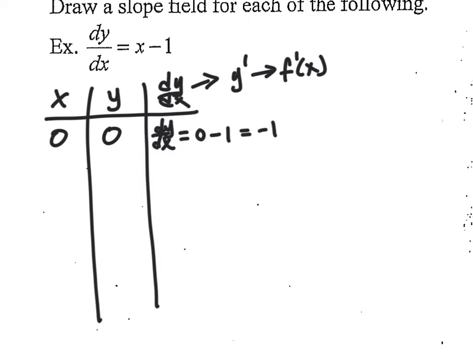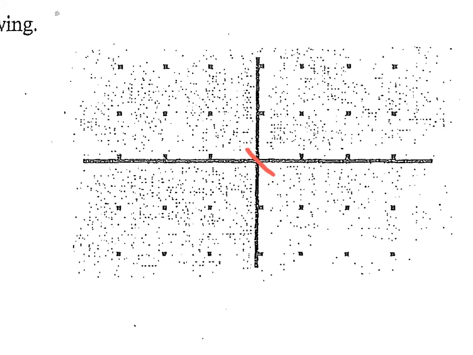Now, I'm going to start choosing some other points. I'm going to choose the point (0, 1). If I choose that point, I notice that I'm still just plugging 0 into x of my derivative. So dy dx is going to equal 0 minus 1, and that's going to equal negative 1. Then I come over here to my slope field, and at the point (0, 1), I'm going to draw in a slope of negative 1.